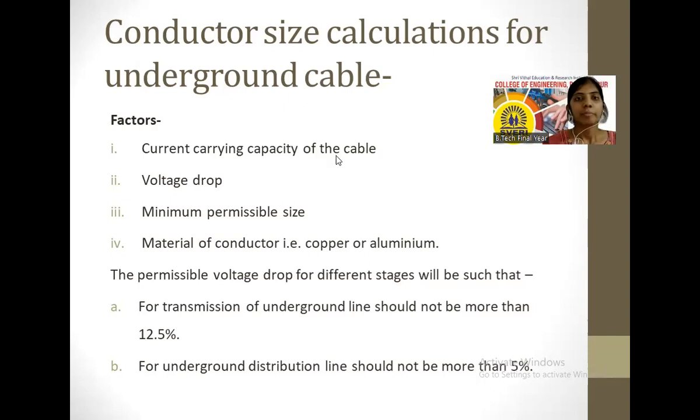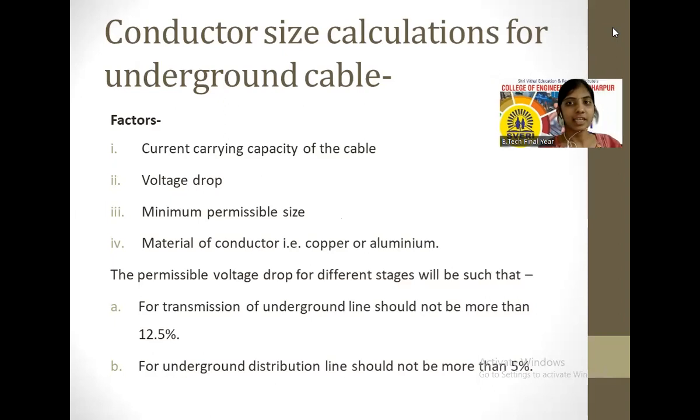Okay, so which factors will we consider while solving numericals on conductor size calculations? The first four factors are similar to the residential conductor size calculations. In that, we were calculating the current carrying capacity of the cable, that means how much current is flowing through that conductor. Then, how much is the voltage drop, and whether that voltage drop is falling within the permissible limit or not. We have to check that in conductor size calculations for underground cables also.